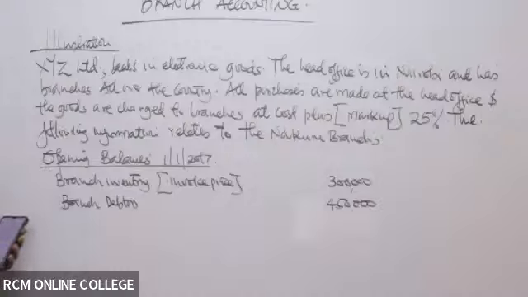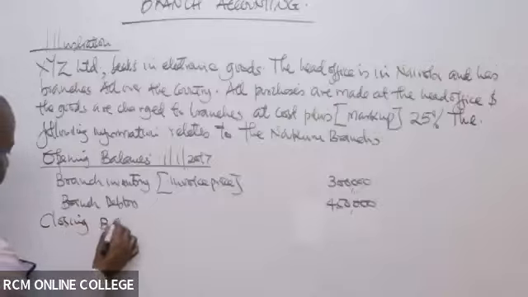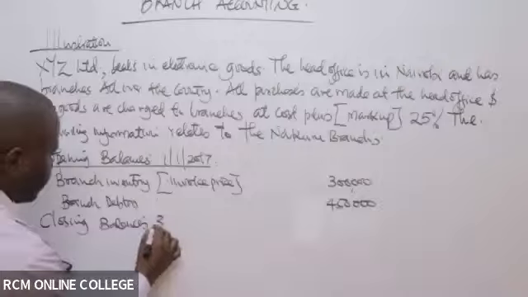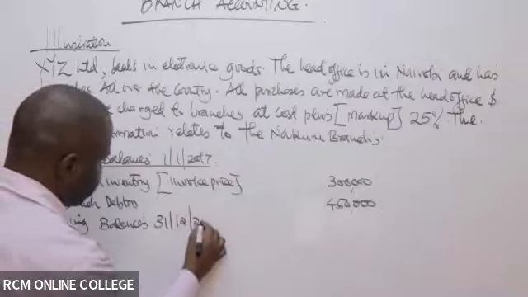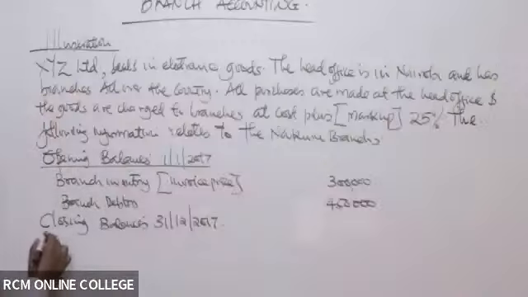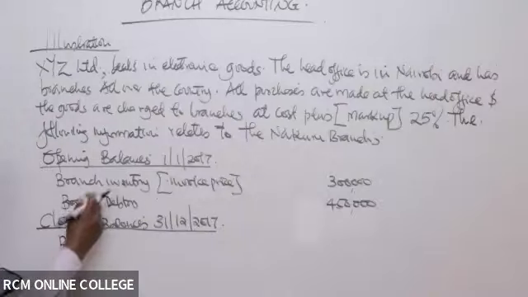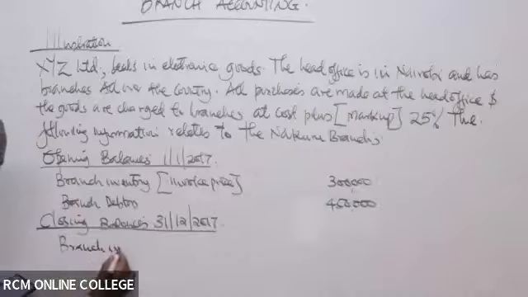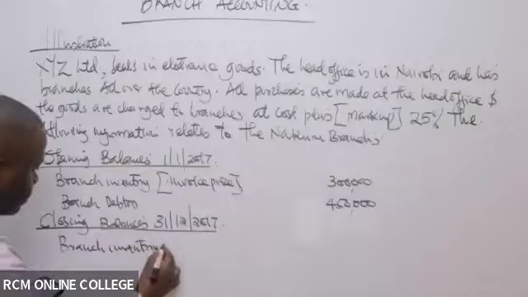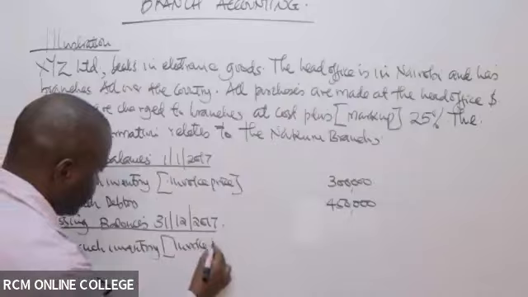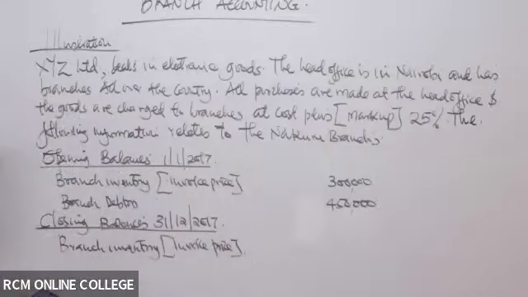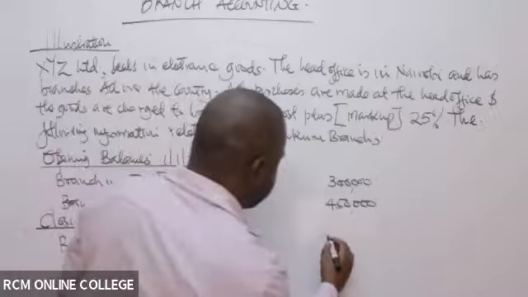Then we have the closing balances for the year, by 31st of December. They had closing balances for these accounts as follows. The branch inventory closing balance at invoice price by the end of the year was 250,000.